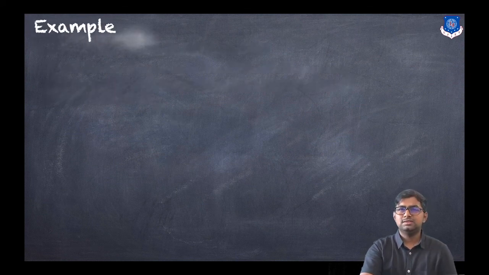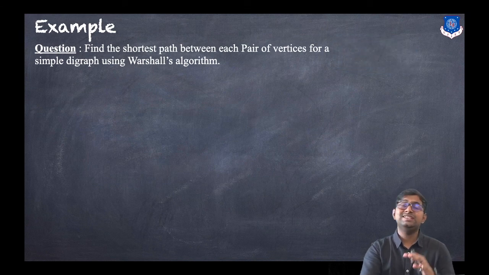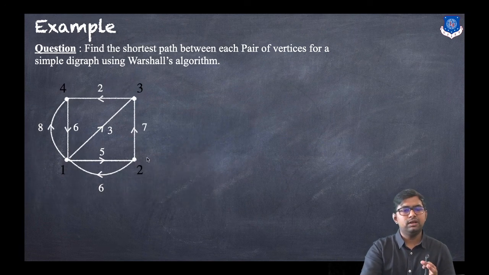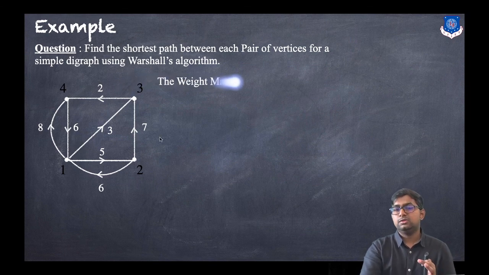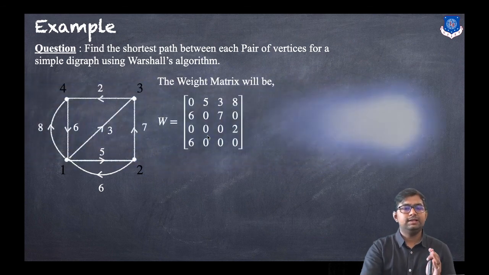Okay, now let us discuss an example. So the question is, find the shortest path between each and every pair of vertices for a simple digraph using Floyd-Warshall's algorithm. Okay, so this is the digraph we have. Fine. So we have a total of 4 vertices. The black numbers are the vertices, and the white numbers are the weights of the edges. Fine. So first of all, we will write the weight matrix. So the weight matrix W will be like this.